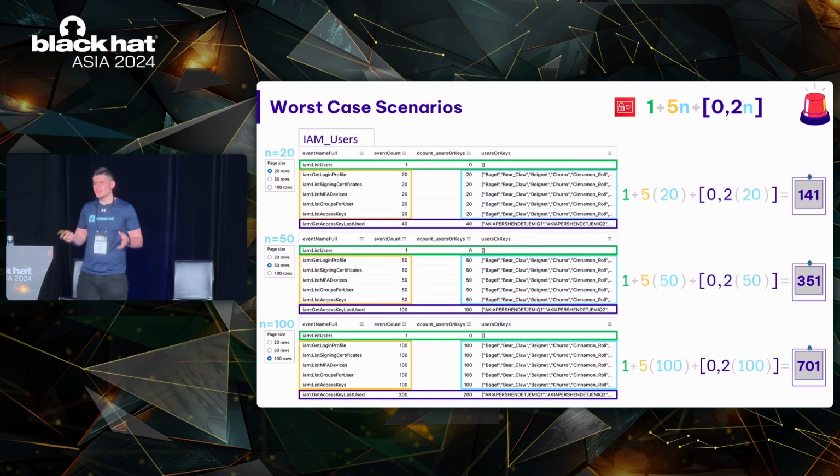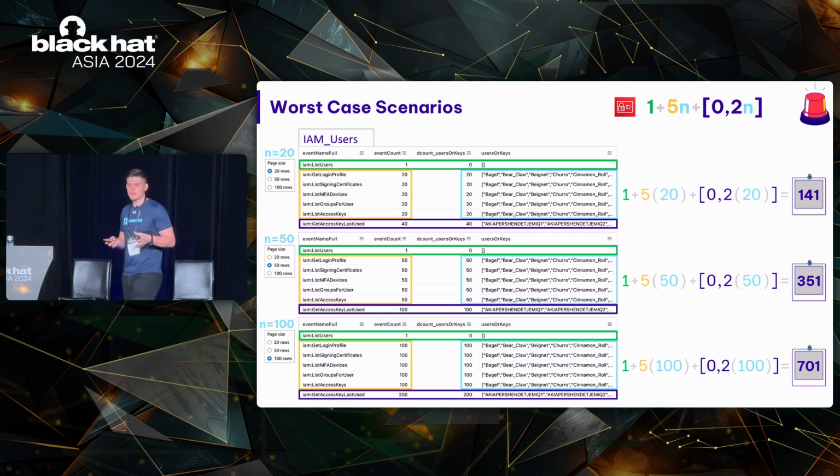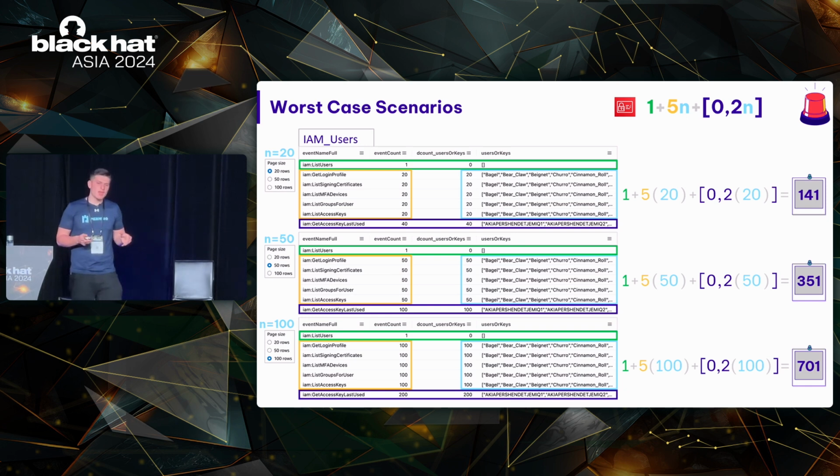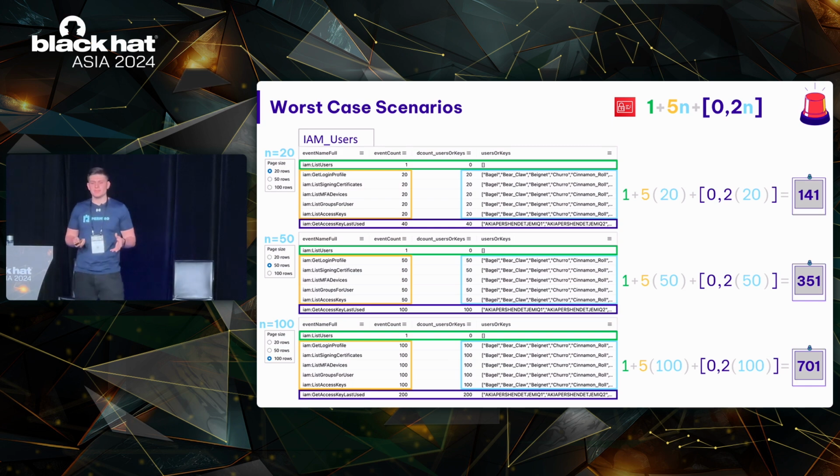But let's increase the number of IAM users and start listing them. For 20 IAM users, we get a total of 141 events. Let's try now 50. We have 351 events. And now let's try the maximum number of IAM users in an account, which is 100, and we get 701 events generated by that simple click.